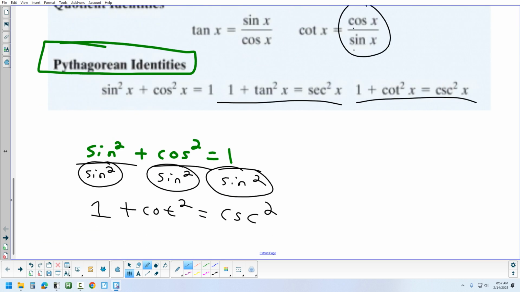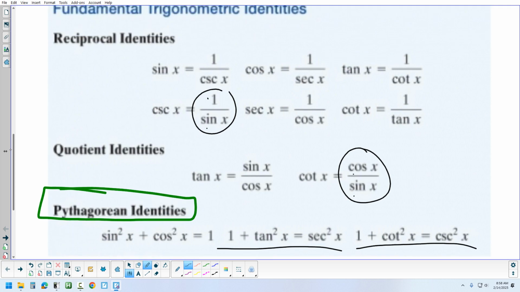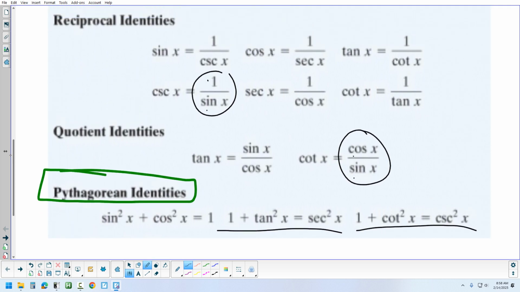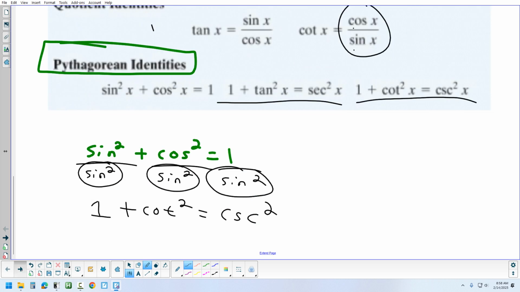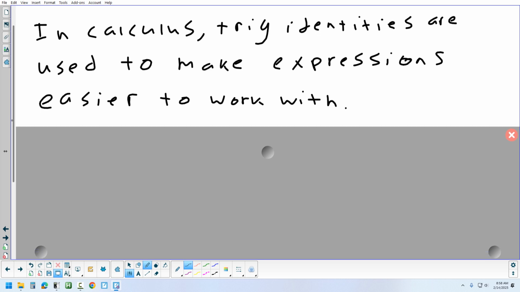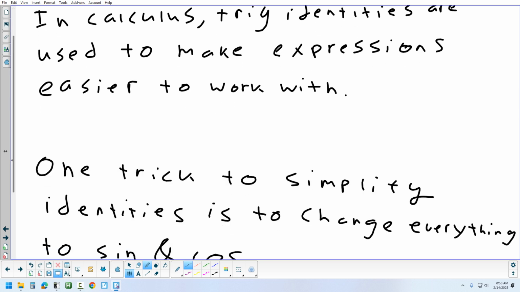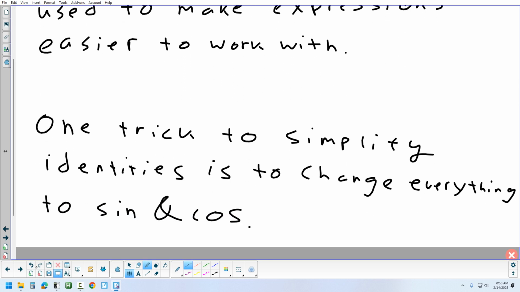All right, any questions on that? So now the whole thing that we do with trig identities is basically substitution. We look at the problem they give us, and we try to substitute in one of these identities to hopefully cancel something out. Okay, that's the goal. I already kind of explained that to you. And here is one trick that we use a lot to simplify identities. That trick is to change everything in the problem to sines and cosines.